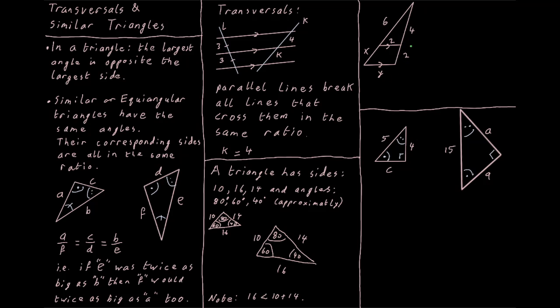Now, if we have a look here, this is kind of a combination of similar triangles and our transversals, and it's the ratio of sides where we have our triangles cut up by parallel lines. So I have two parallel lines here. I have my triangle broken up. So the rules I learned about for transversals and for similar triangles apply here.